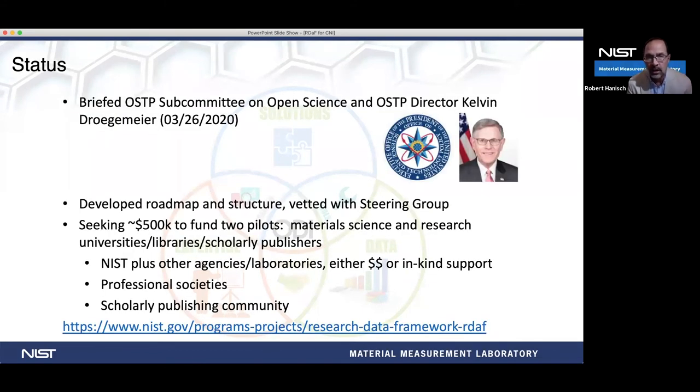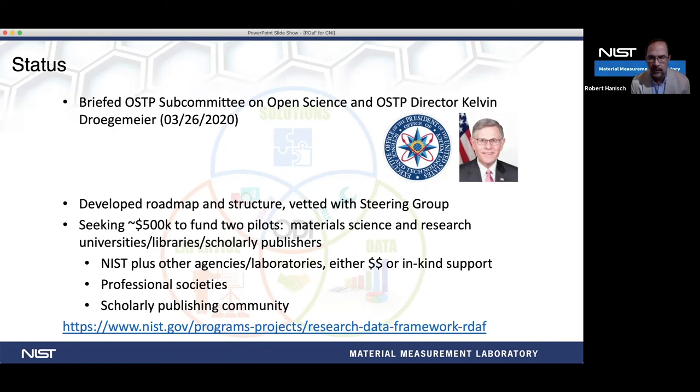So where we are today, we spent much of the last year building support for the framework. Back in March, I was able to present this to the OSTP Subcommittee on Open Science, and in a very small meeting with the director of OSTP, Calvin Drogemeyer, who promised very strong support for this effort. We have developed the roadmap and structure, embedded it with our steering group. We're now looking for the funds to actually carry this out, either through collaboration and in-kind support from other organizations or people who actually have money that they can put on the table.